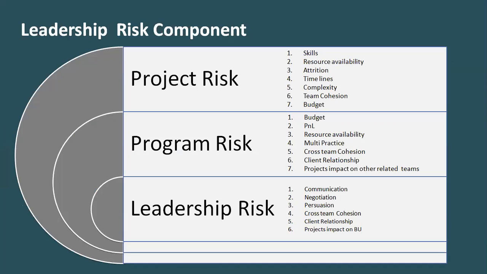However, if you look at the leadership component, these are communication, negotiation, persuasion, cross-team cohesion, and client relationship, which impact the entire BU. These are very different from the project risk components, such as skill, resource availability, attrition, timeline, and so on. So my suggestion is we should definitely have a risk register at all the levels.